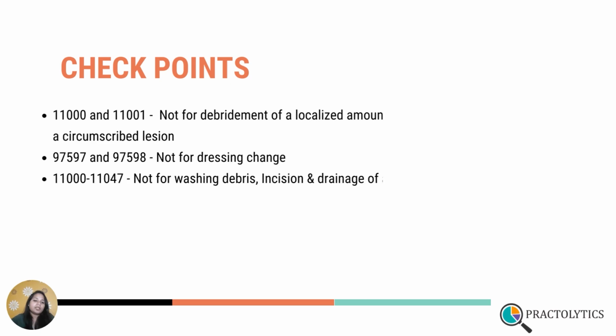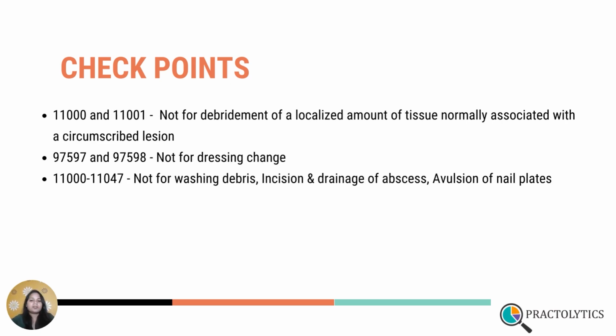And moving on to the important checkpoints in this topic. CPT codes 11000 and 11001 are not appropriate for debridement of a localized amount of tissue normally associated with circumscribed lesions. Some examples of these are ulcers, furuncles, and localized skin infections. Again, for 97597 and 97598, if a simple dressing change is performed without any active wound procedure as described by these codes, do not bill these codes to describe the service.